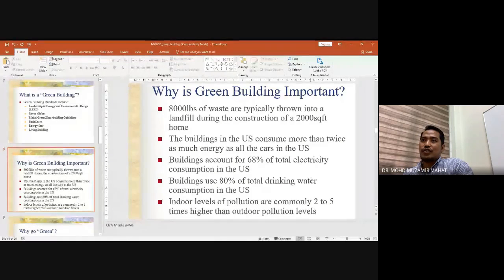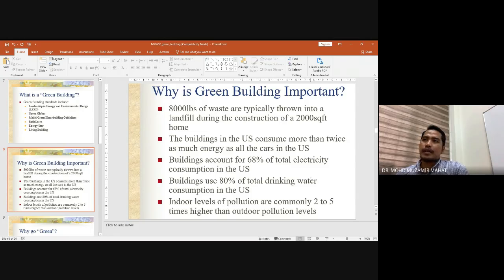Energy of the building requires more than twice compared to the car in the US. Okay, twice. The volume of energy that's spent to operate. I mean, the building itself consumes two times more than the car. Buildings account for 68% of the total electricity consumption in the US.